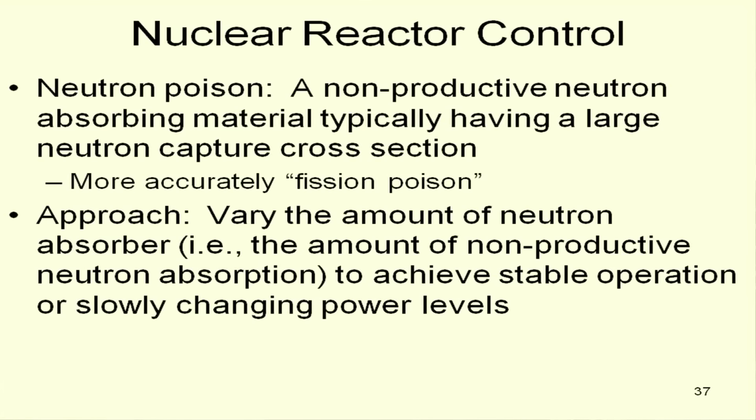Now, nuclear reactor control. The way you control a reactor is a neutron poison. It's a material which undergoes non-productive neutron captures. It just sucks up a neutron and doesn't lead to anything beneficial. Probably better called a fission poison, but the term used is a neutron poison.